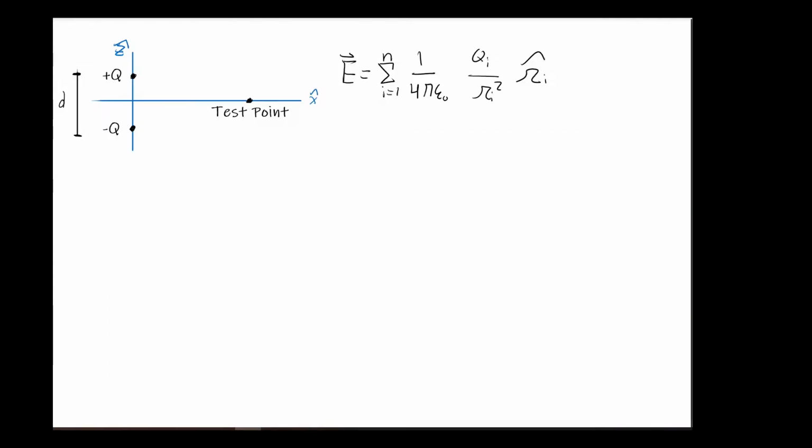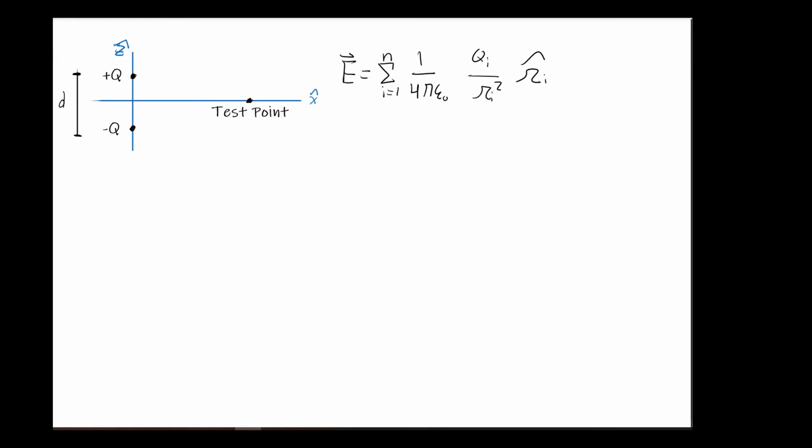Okay, so here you can see we have the following example where we have two source charges, plus q and minus q, in the xz plane, particularly on the z axis. They're separated distance d apart, equidistant to the origin relative to one another, and we want to model the electric field at the test point marked on the x-axis.